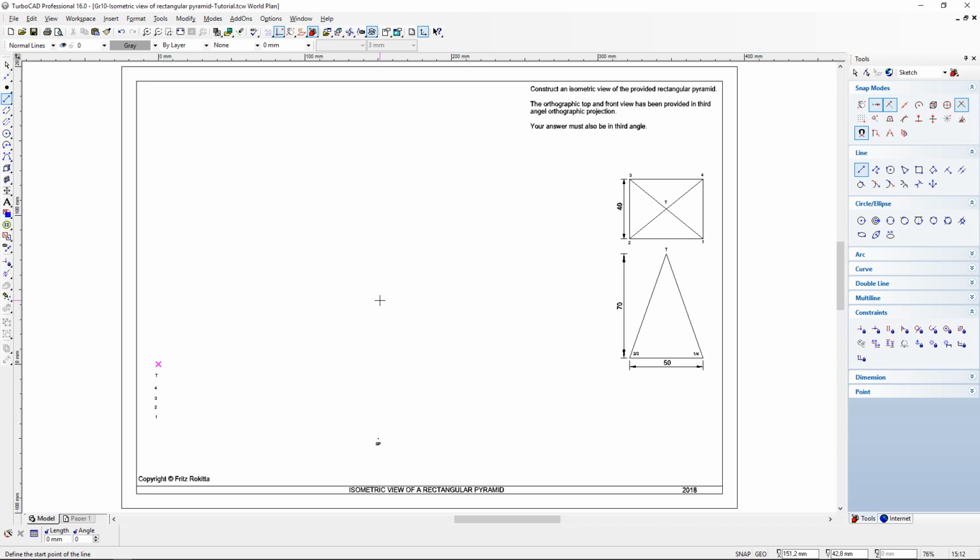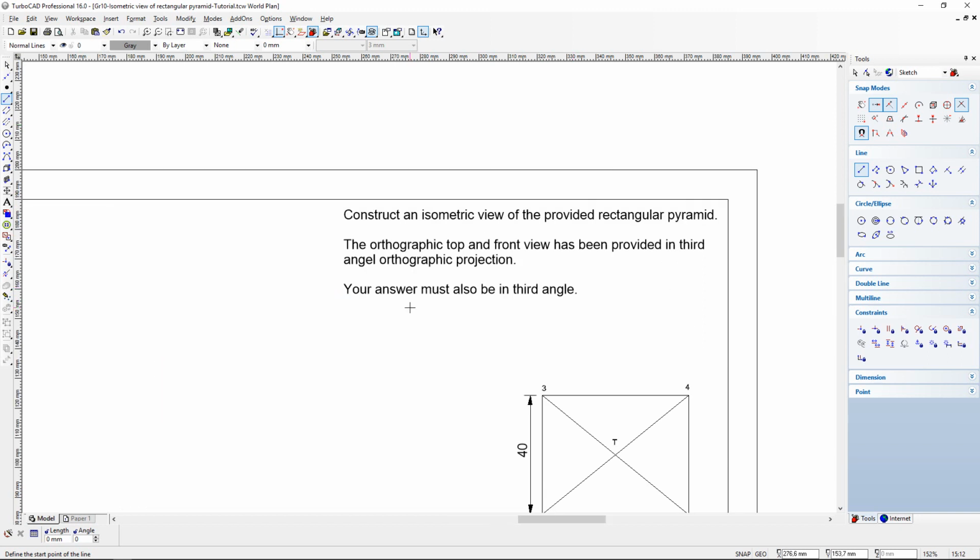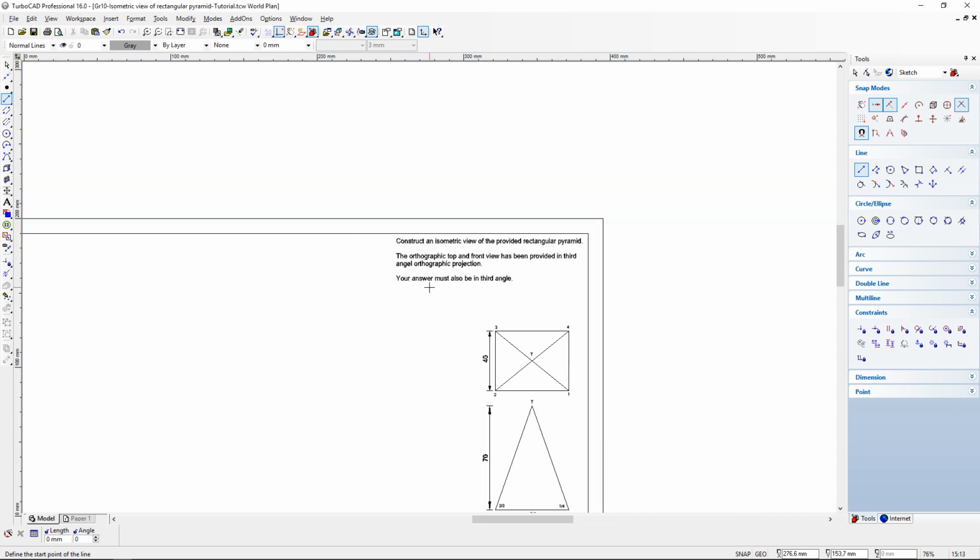Hi, in this tutorial I'll do a quick demonstration of how to draw an isometric view of a rectangular pyramid. On my paper I have at the top right the text analytical part of my question, which says construct an isometric view of the provided rectangular pyramid. The orthographic top and front view has been provided in third angle orthographic projection. Your answer must also be in third angle.